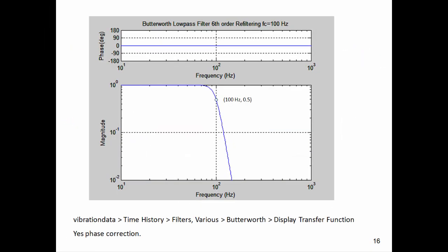Okay, so this slide just essentially shows what I demonstrated in MATLAB. Butterworth low-pass filter, 6th-order, refiltering, cutoff frequency 100 Hertz, phase angle, magnitude. Each is a function of frequency in Hertz. And here you can see at 100 Hertz, this curve is going through the point at 0.5, which is the minus 6 dB point.